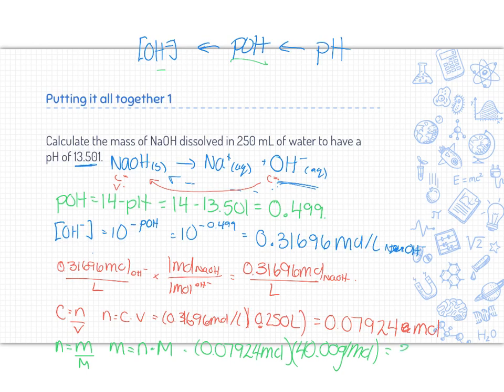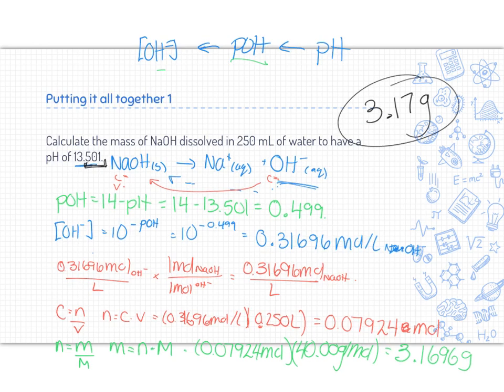And I get 3.1696 grams. Our final answer should have 3 significant digits because there are 3 decimal places in my pH value. So our final answer is 3.17 grams of NaOH dissolved in 250 milliliters of water. This one was tricky. We had a lot going on here.